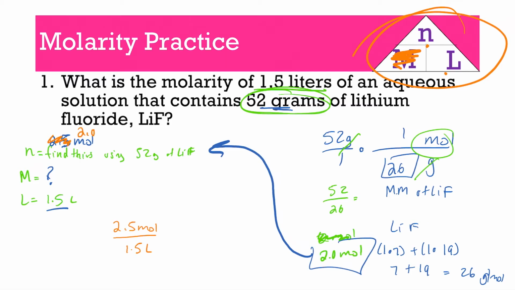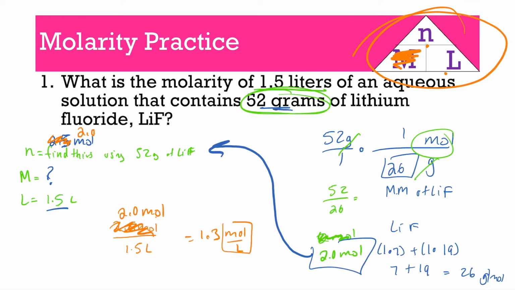This is 2.0, my bad, I can't transfer numbers. 2.0 moles divided by 1.5 liters. There we go. Everything matches up now. So 2 divided by 1.5 gives you 1.3. And moles divided by liters is moles divided by liters.